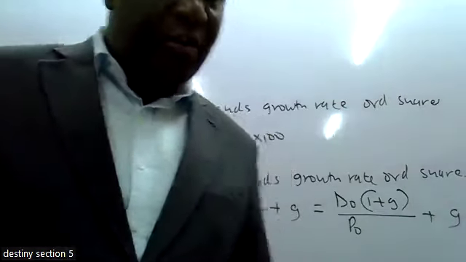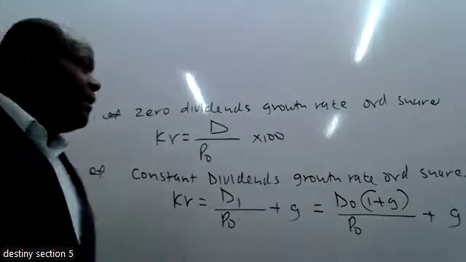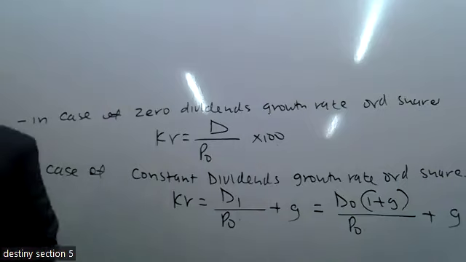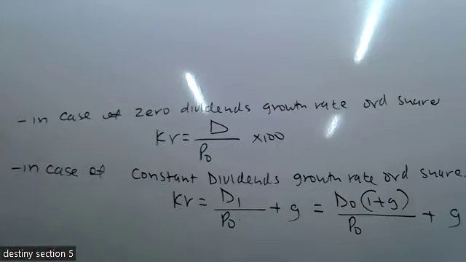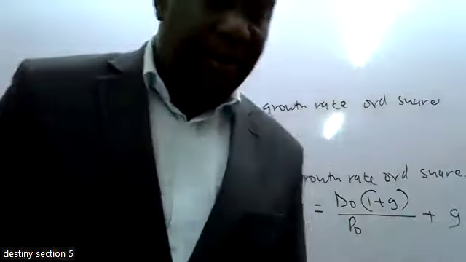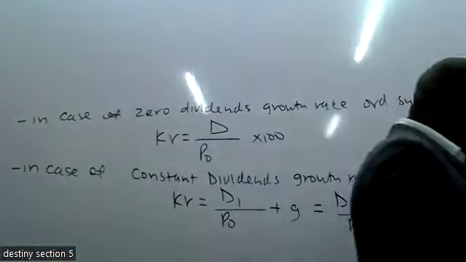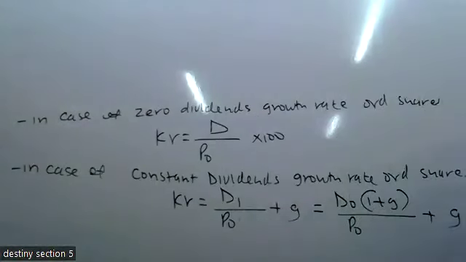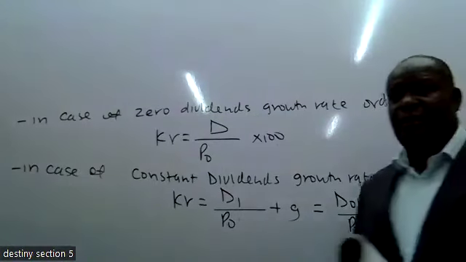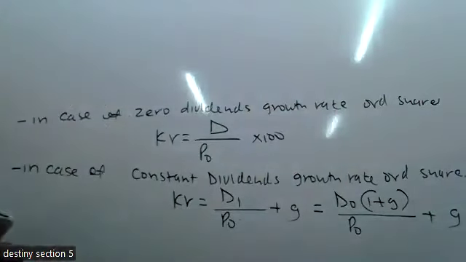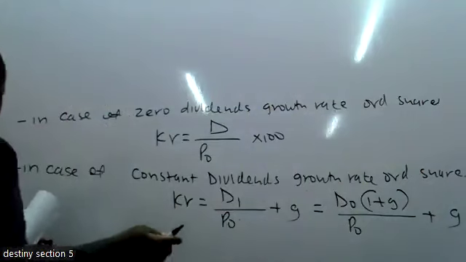After the cost of equity, we now go to the cost of the preference shares. For the cost of the preference shares, I will just give you the formula.